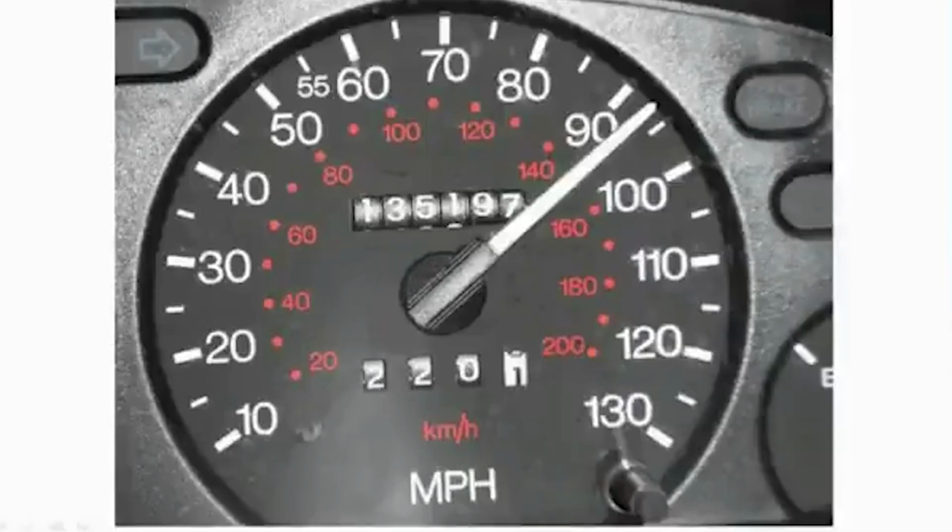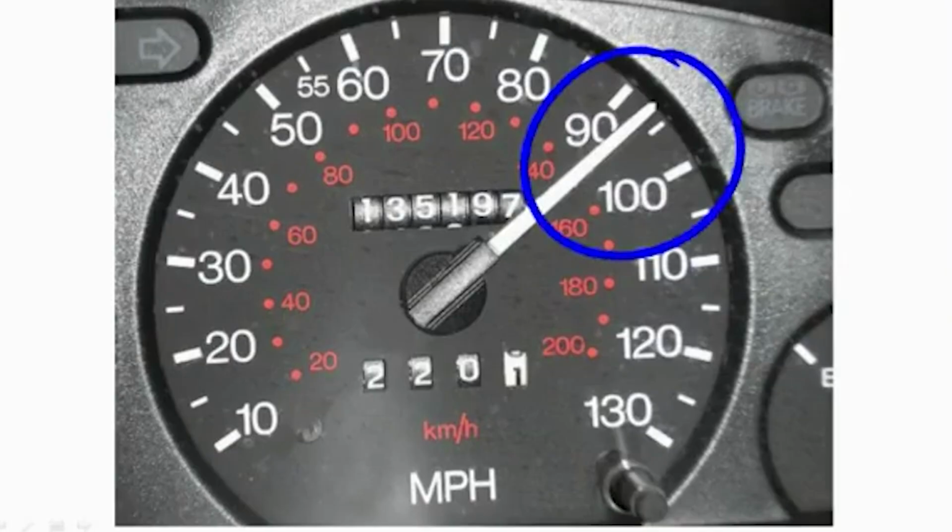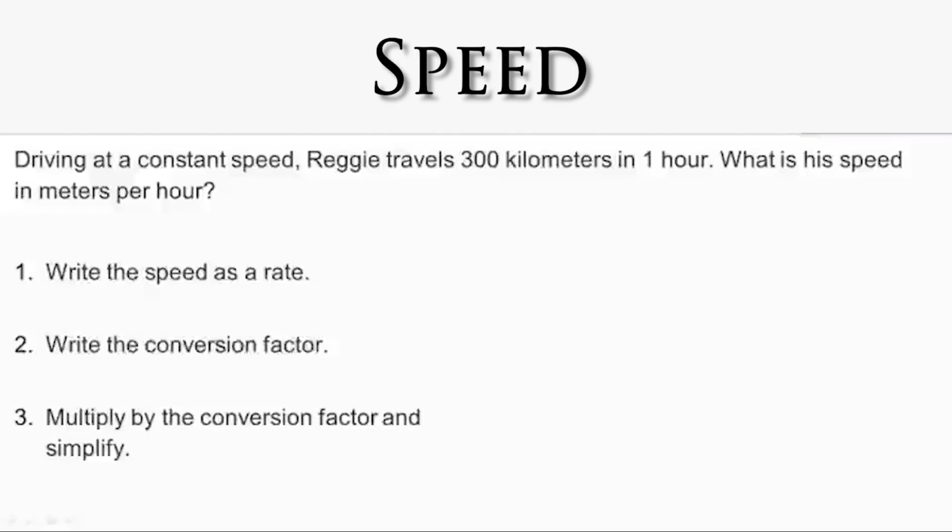You've been answering the lesson question, how do you determine speed? You've already learned how to calculate speed, such as the speed that's represented here on this speedometer. In this part of the lesson, you'll learn how to calculate speed and then convert the units. Let's explore the strategy of converting speed. Remember Reggie? You found out earlier in the lesson that he was driving at a speed of 300 kilometers per hour, and that's represented right here in this problem. We're trying to figure out what is his speed in meters per hour.